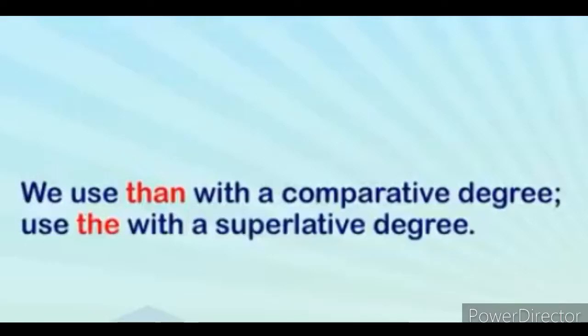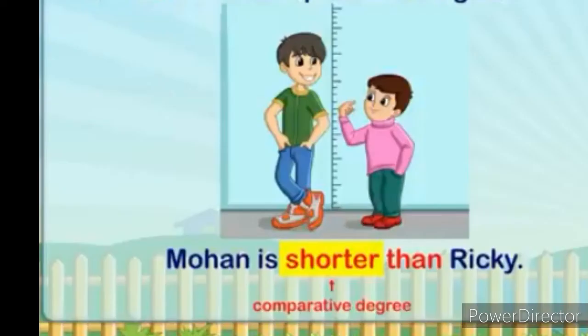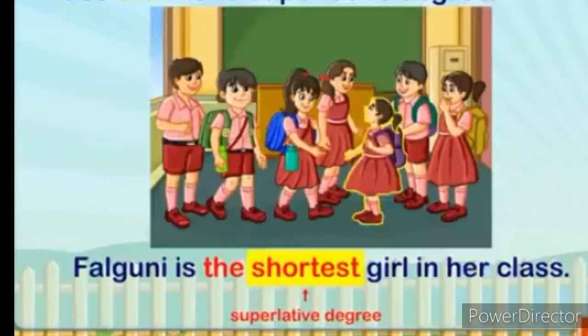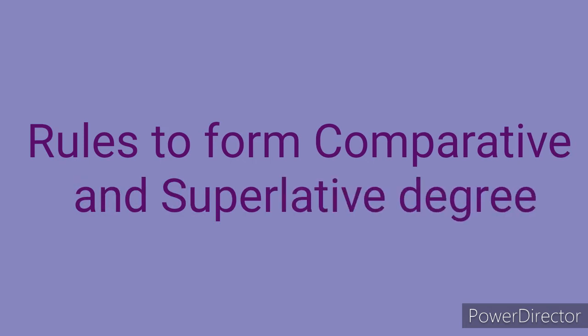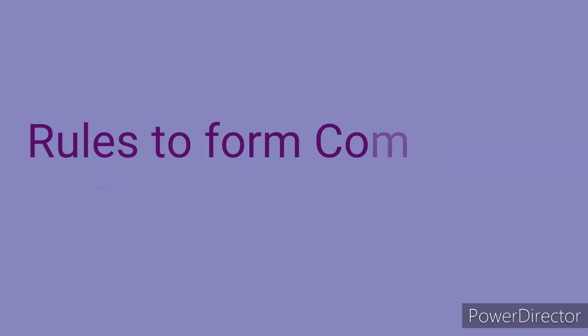We use than with a comparative degree and we use the with a superlative degree. Example, Mohan is shorter than Ricky. Falguni is the shortest girl in her class. In order to form comparative and superlative degree of adjectives, remember the following rules.